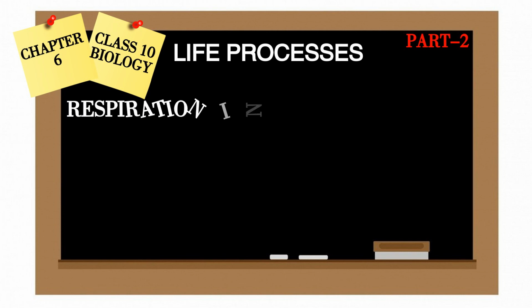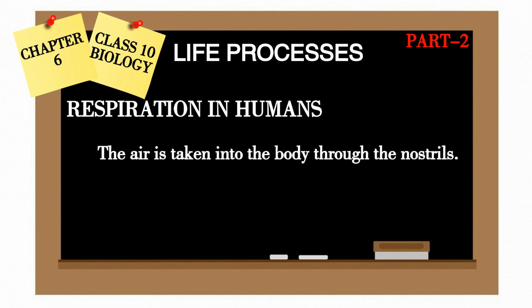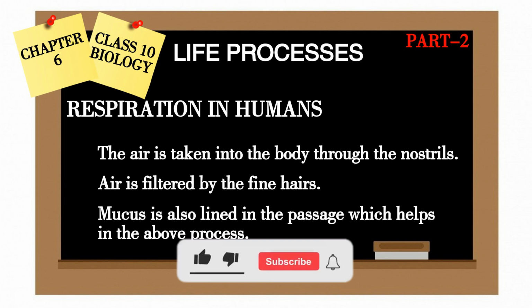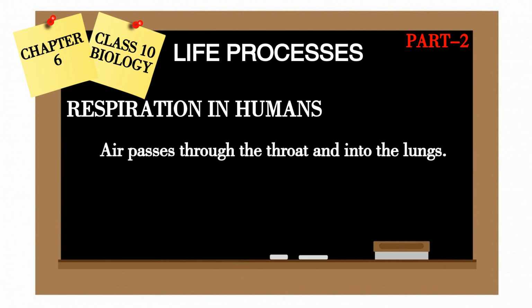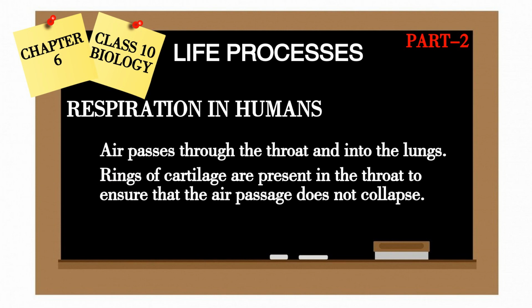Now let's see about the respiration taking place in humans. First, the air which we breathe in is taken into the body through the nostrils, and the air is filtered by the fine hairs that line the passage. The passage is also lined with mucus which helps in this process. From here, the air passes through the throat and then goes into the lungs. In the throat, rings of cartilage are present to ensure that the air passage does not collapse.